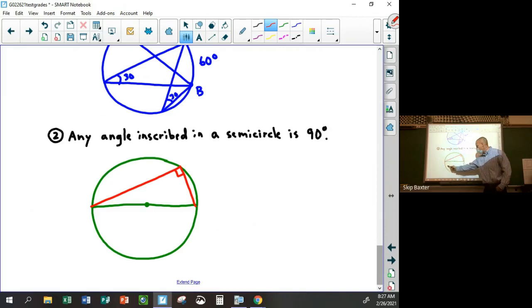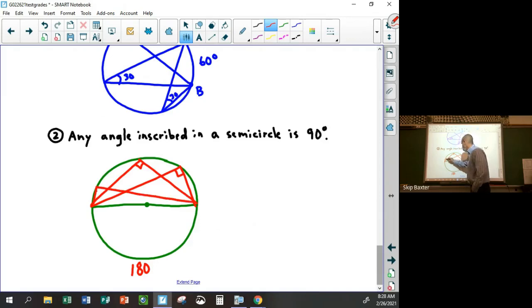How many degrees are there in a semicircle? 180. So it makes sense that this angle would have to be half of its intercepted arc, which is half of 180. But I could have drawn it like this. That's also a right angle. This is also a right angle, right? That's also a right angle, and so on. Any angle that's inscribed in a semicircle has to be 90 degrees. So that's an important fact number 2.